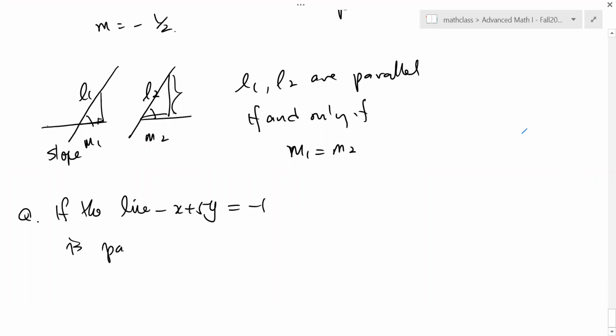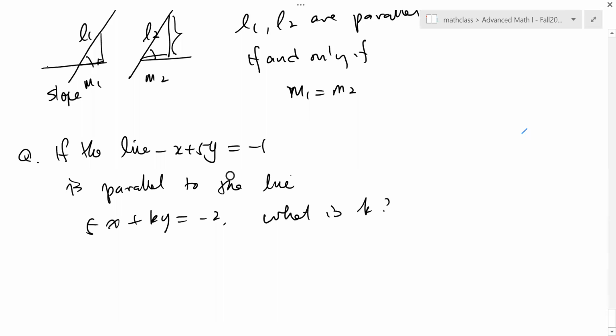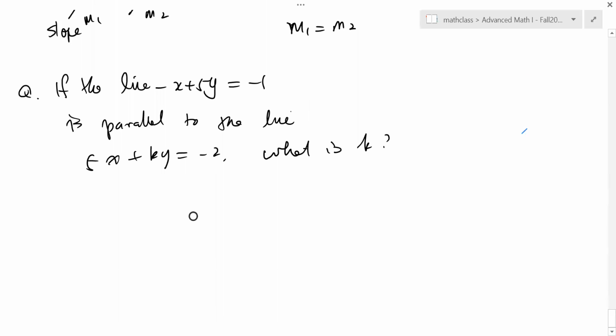If the line negative x plus 5y equals -1 is perpendicular to, I'm going to change to parallel, okay? Yeah, because perpendicular would be a different formula. Is parallel to the line 5x plus ky equals -2. So we want to know what is the value of the k. So all I have to do is just make sure they have the same slope.